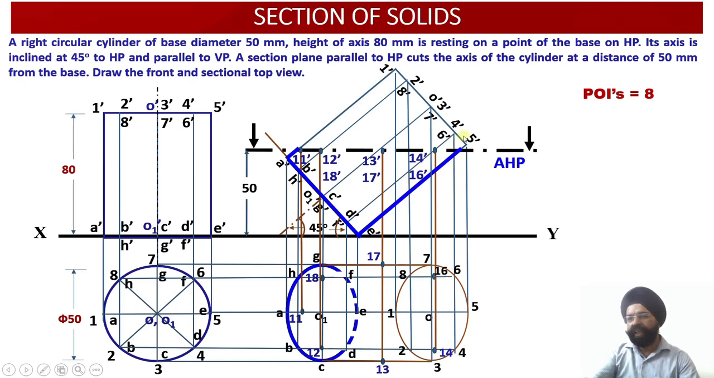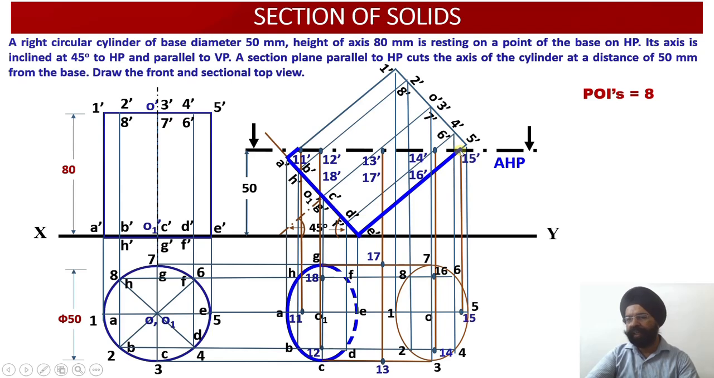And similarly, the point 16 dash lies on the cutting edge intersecting with the generator 6 dash and F dash. Where does 6 lie? 6 lies here. Where does F lie? F lies here. Now this is my plan for the generator 6F. Please check, this is the plan for the generator 6F. And now the vertical projector from 16 dash and 14 dash is going to intersect this generator over here. So I obtain the point 16 over here.